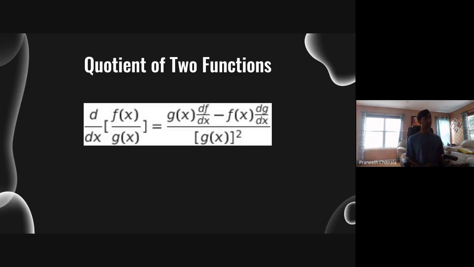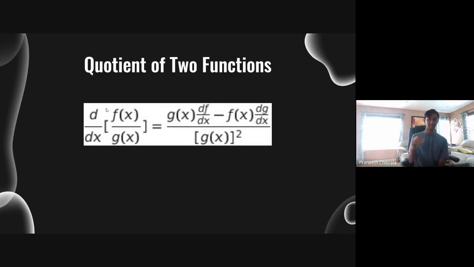Lastly, we're going to talk about the quotient of two functions. So if we have f of x divided by g of x, the derivative of that is just g of x times the derivative of f of x minus f of x times the derivative of g of x, all over g of x squared. So unlike the derivative of the product of two functions, the order matters in this.